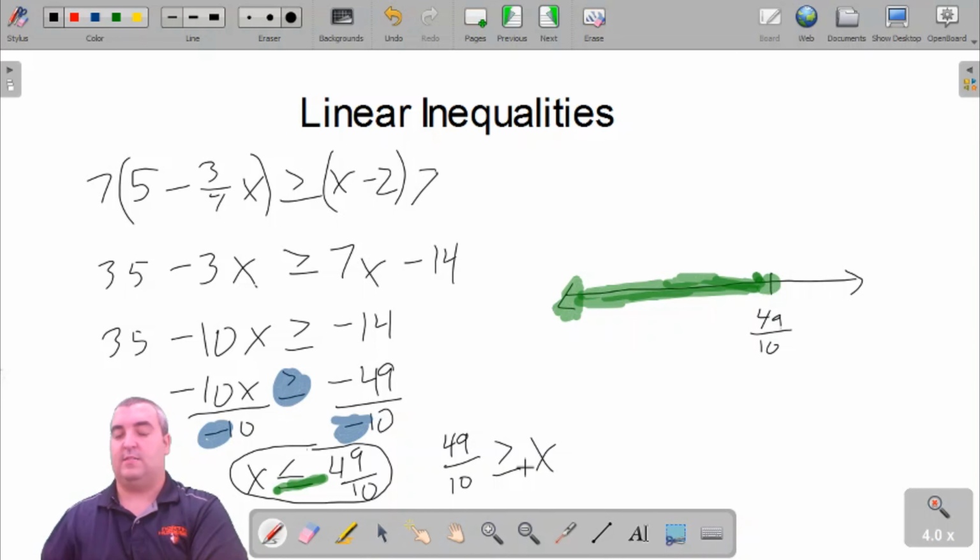I feel that a lot of students make a mistake when it's written this way. So if you get an answer like this, it's not wrong. It's totally correct. But as far as graphing goes, it's usually easier to think about it when the x or the variable is on the left side. Okay. So that was kind of a basic one.